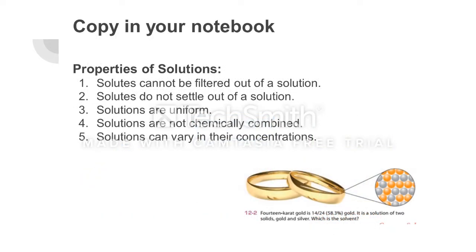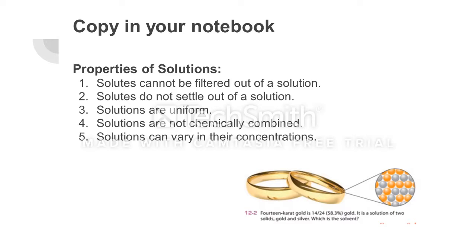Now, not all homogeneous mixtures are solutions. Here we are going to see the properties of solutions that differentiate them from other homogeneous mixtures. Number one is solutes cannot be filtered out of a solution. Solutes do not settle out of a solution. Solutions are uniform. That means we cannot distinguish between the elements that form them. Solutions are not chemically combined, and they can vary in their concentrations.